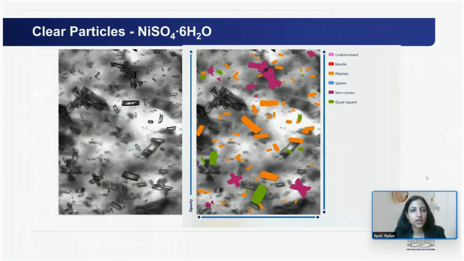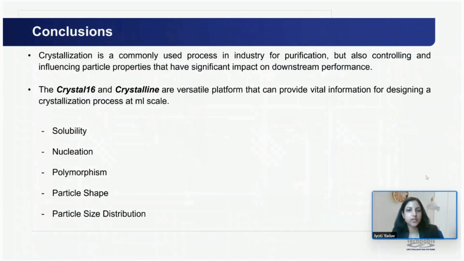Coming to the conclusion, crystallization is a commonly used process in industries for purification, but also for controlling and influencing the particle properties that have a significant impact on the downstream processes. Crystal16 and Crystalline are versatile platforms that can provide vital information for designing a crystallization process at small milliliter scales. For example, solubility can be measured with the Crystal16 and Crystalline instruments by the transmissivity technology and by capturing the images.